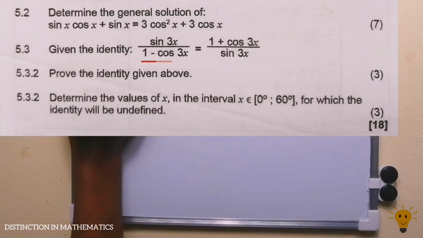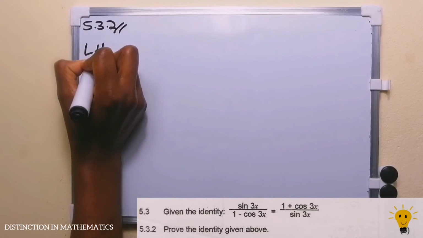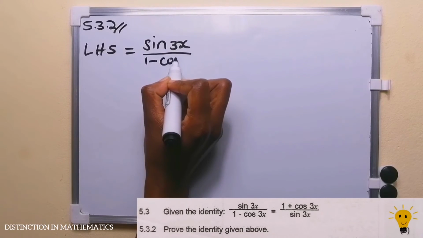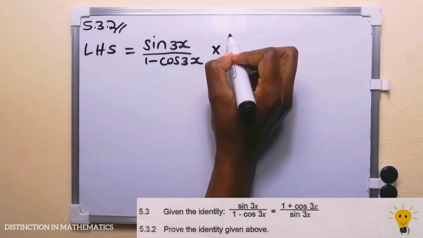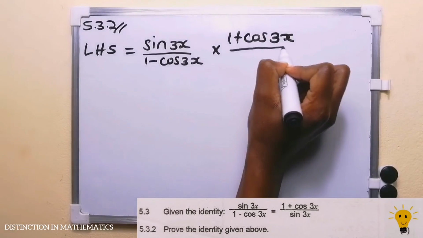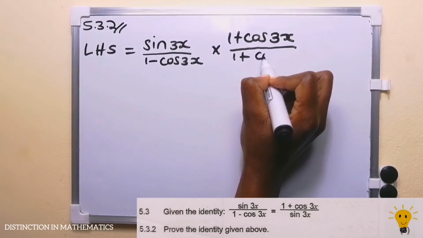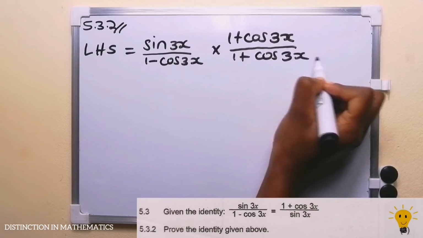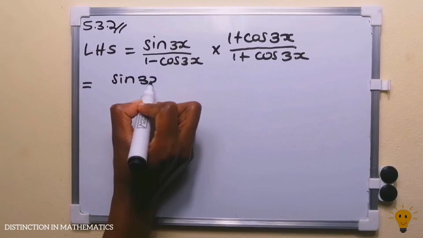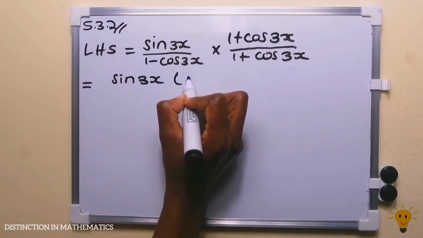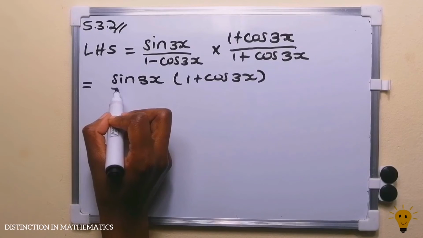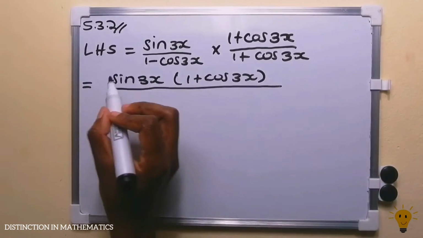5.3.2, we have to prove the identity given above. Let's work on the left hand side, which is sine 3x all over 1 minus cos 3x. Now, because we want to have our numerator, which is 1 plus cos 3x, and our denominator, which is sine 3x, and we know that any number multiplied by 1 does not change. It remains that very same number. So in this case, we can multiply by 1, which is 1 plus cos 3x, all over 1 plus cos 3x, which is a better and faster way to prove the right hand side.